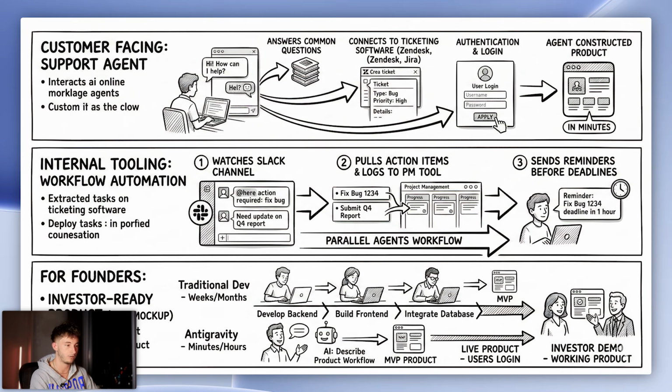It logs them to your project management tool. And then it sends reminders before things actually fall through the cracks. So that kind of multi-step, multi-service automation is exactly what AntiGravity's parallel agents are designed for. And once it is deployed, it is just going to run for you. Simple as that, nobody has to manage it.